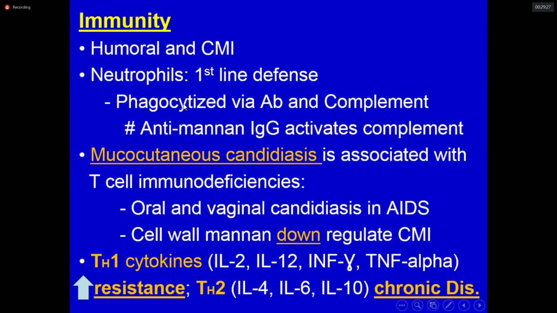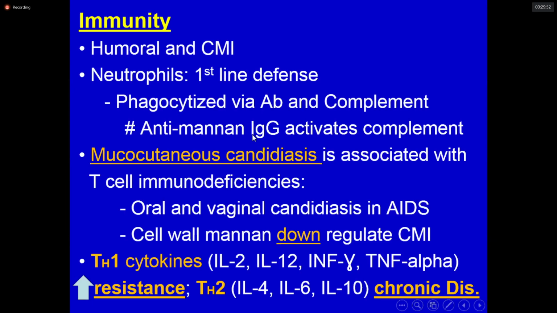Candida can be phagocytosed in the opsonization process. You know, opsonization can occur via antibodies and complement. They catch the microbe through the assistance of antibodies or complement. That is why I said C3b and complement receptors.